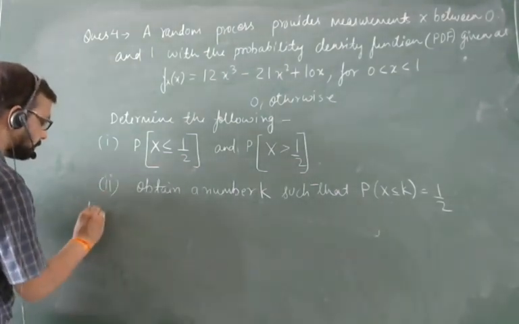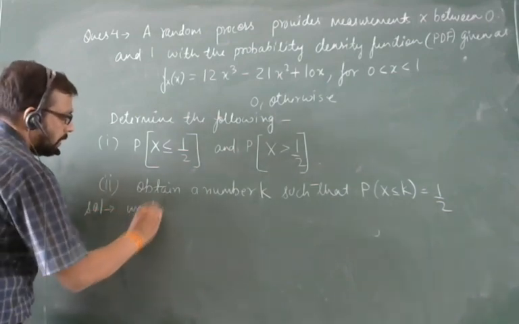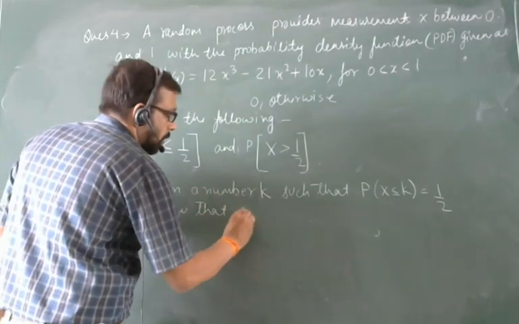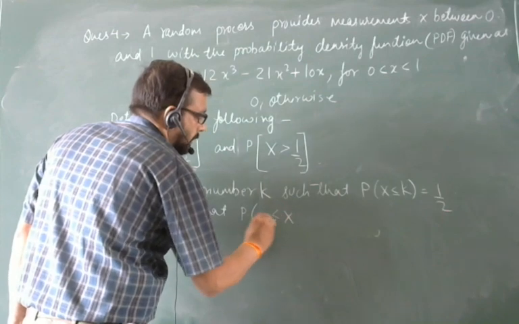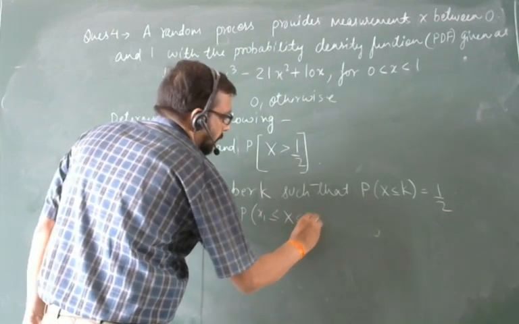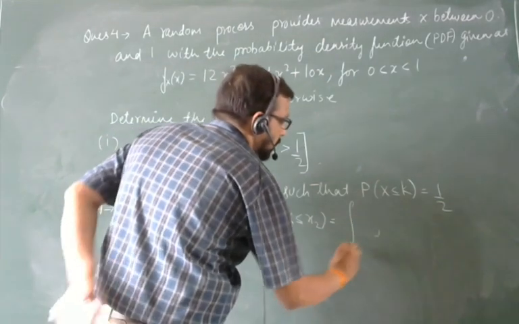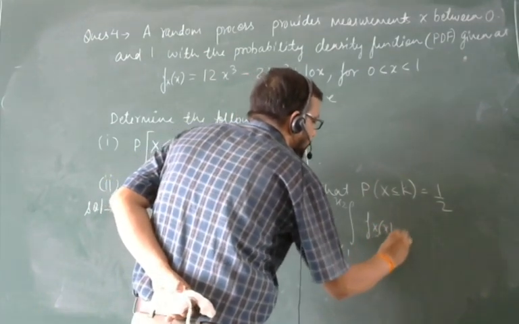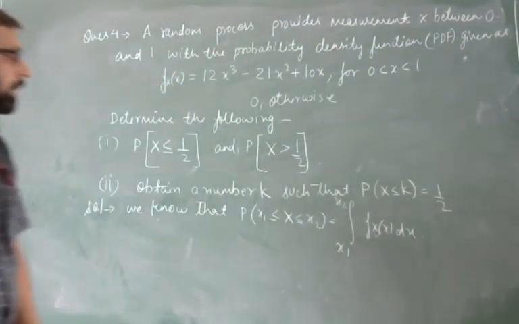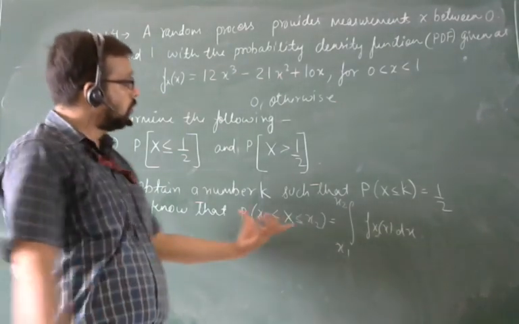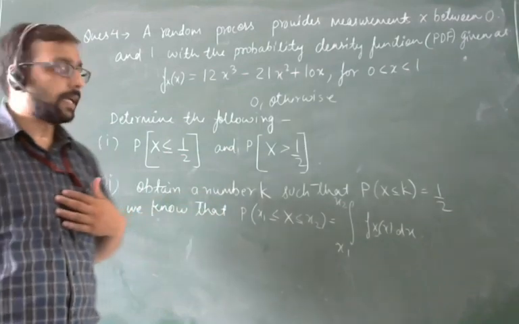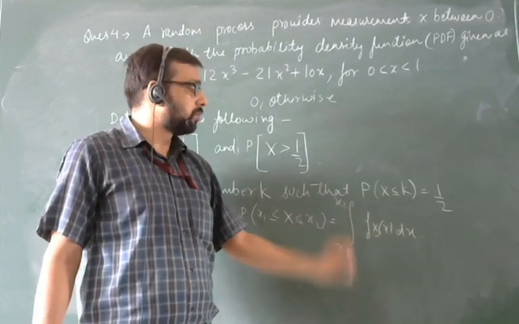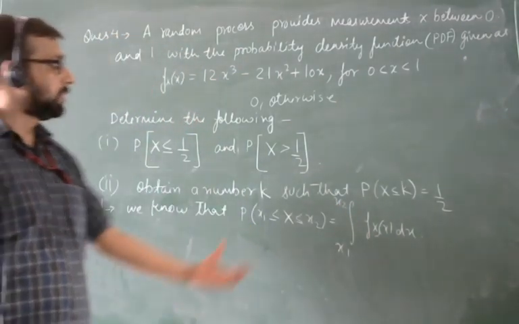We know that the probability of the random variable lying between two dummy variables x1 and x2 is equal to the integration from x1 to x2. This is a property. If we want to find the probability of a random variable between two values, we simply have to integrate the PDF function from x1 to x2 and we get the probability between these two variables.